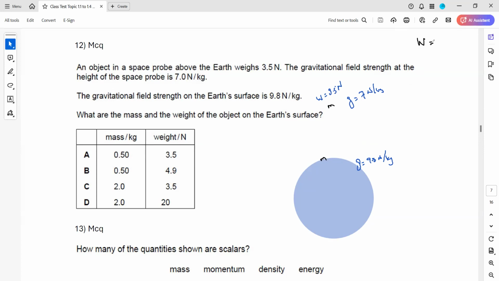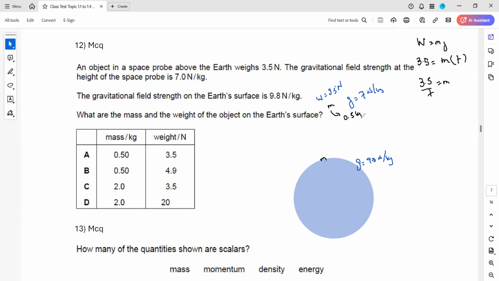We have the formula that weight is mass times the gravity. So weight is 3.5, mass we don't know, and the gravity is 7. 7 is multiplied, so on the other side it will be divided. So 3.5 divided by 7 is the mass. So what is the mass here? The mass will be 0.5 kg.